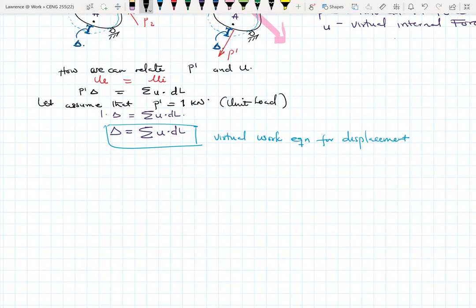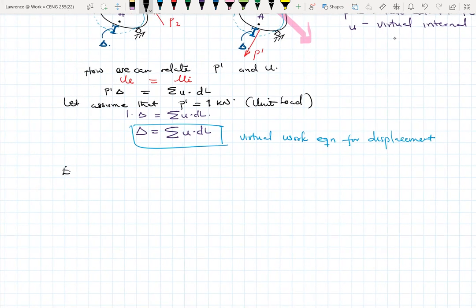We can also relate this entire system to the case whereby, instead of applying forces or axial forces, we apply moment. So if we have an external virtual moment, m prime, then we can also have m prime theta equal to the summation of the internal load, but this internal load will be the internal moment times the change in the length of the various fibers.